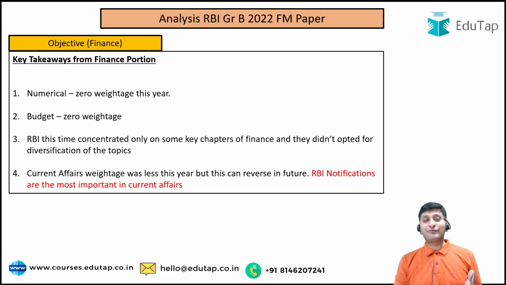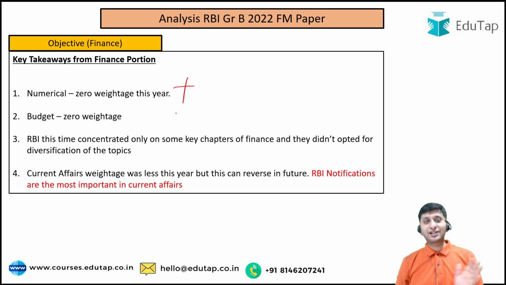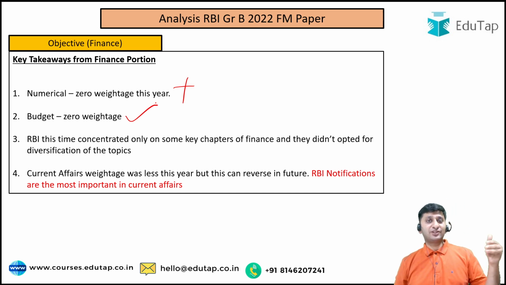Key learnings from finance objective can be, first is numerical, 0 weightage again. So numerical weightage has been decreasing continuously, and इस साल 0 है, पिछले साल भी 0 थी. So I think it's a high point that people should not spend too much time on numericals. छोड़ भी सकते हैं अगर time कम है. Budget, 0 weightage again. I have seen that if the exam, that is phase 2, is being held very close to the budget, then only there are questions from union budget, otherwise there are no questions.